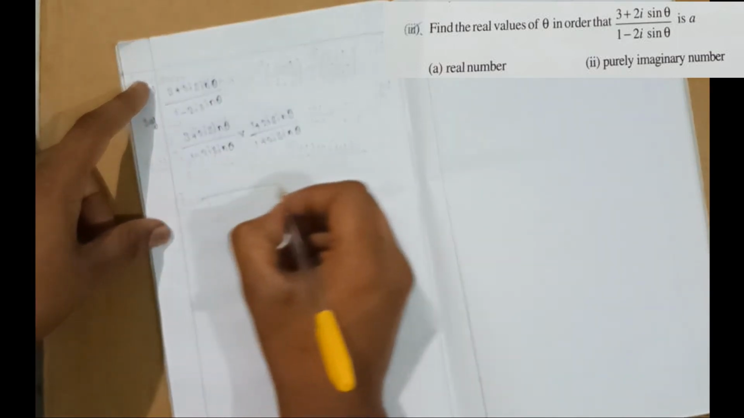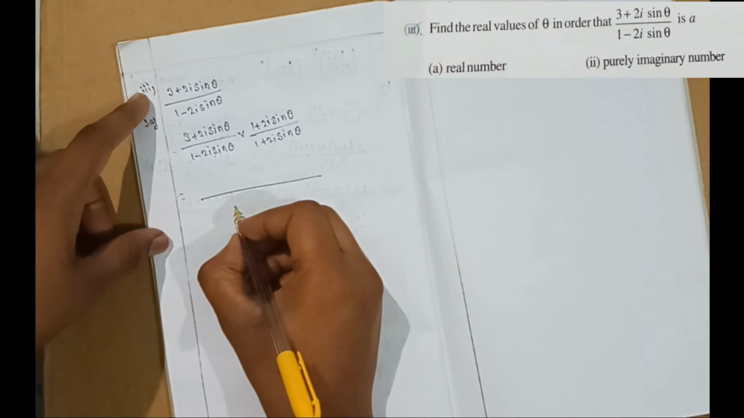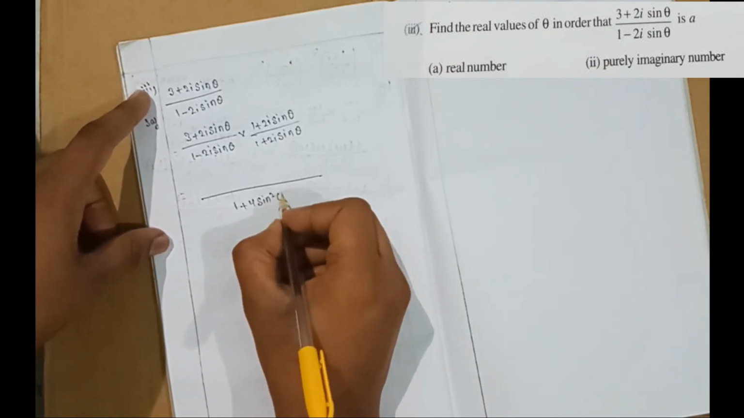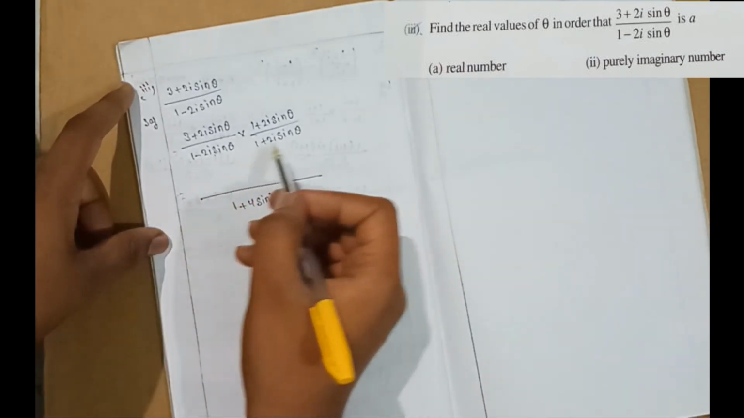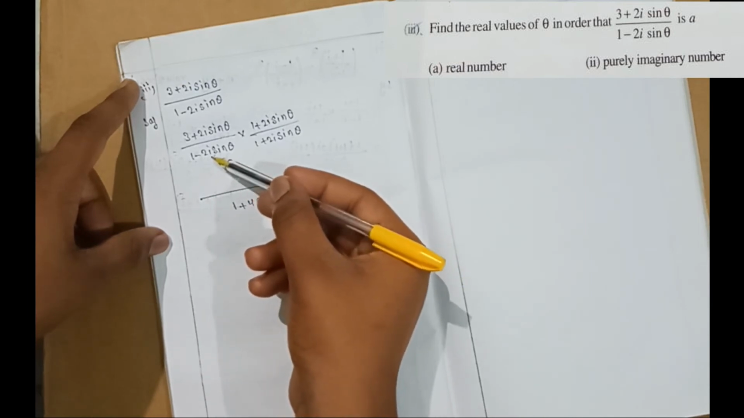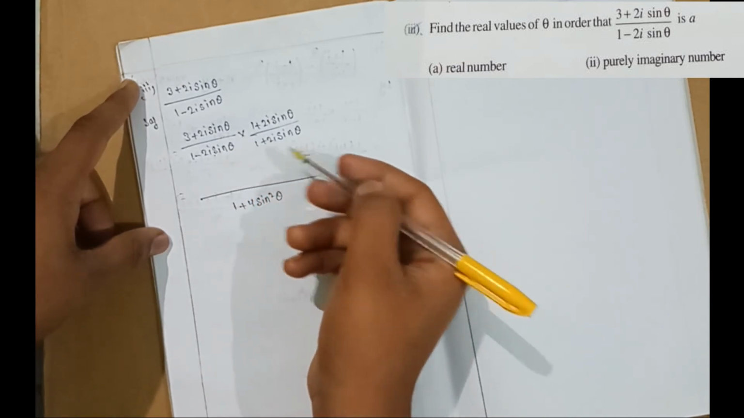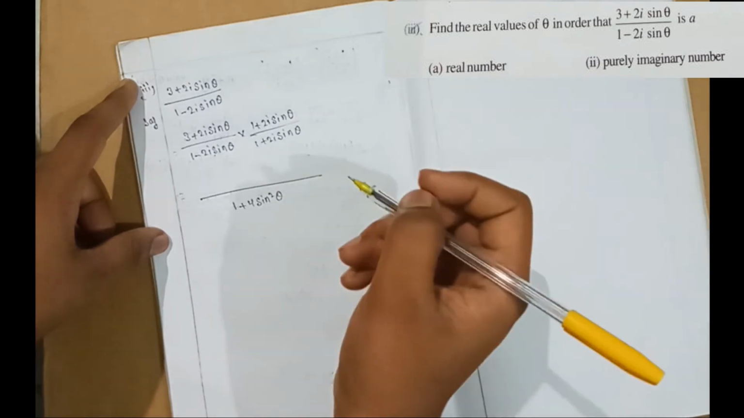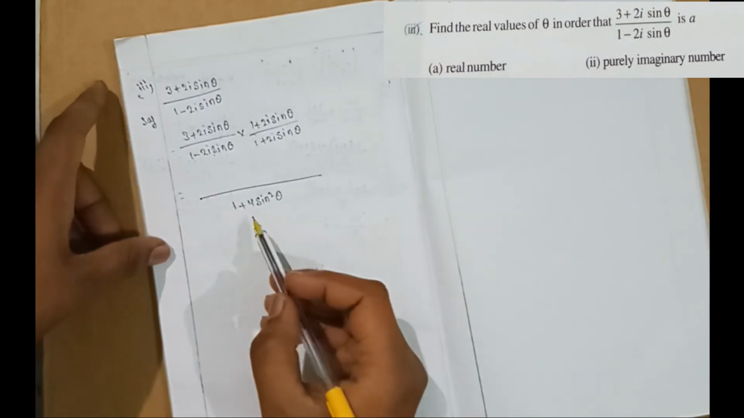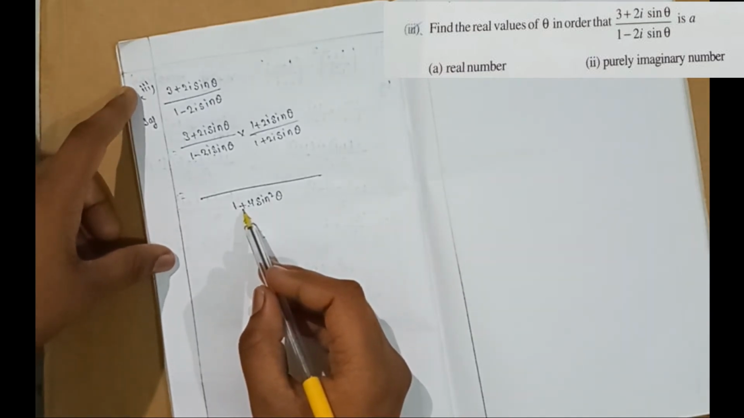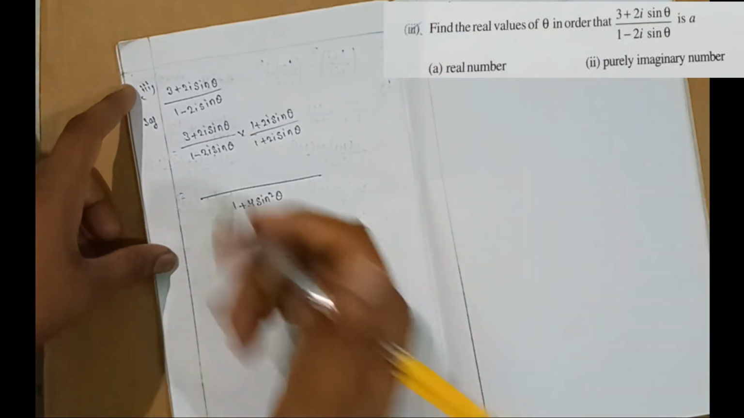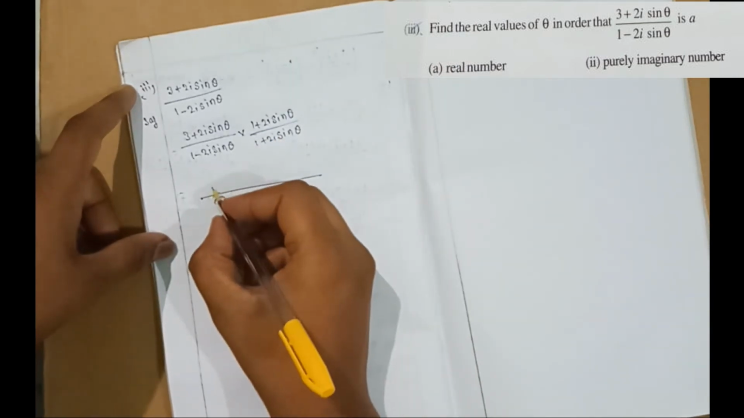If we do cross multiplication, we will get a plus b into a minus b. So a square means 1 square, and 2i sin theta whole square means 4 sin square theta. Here i square will become minus 1, so minus 1 and minus will become plus. Now we have to do the cross multiplication here.